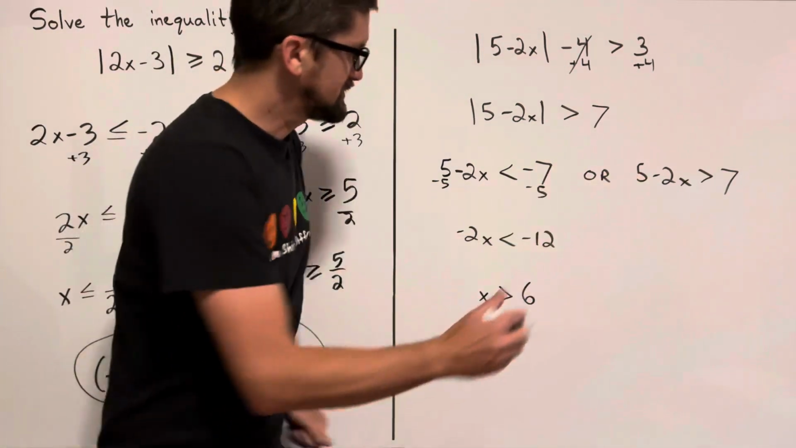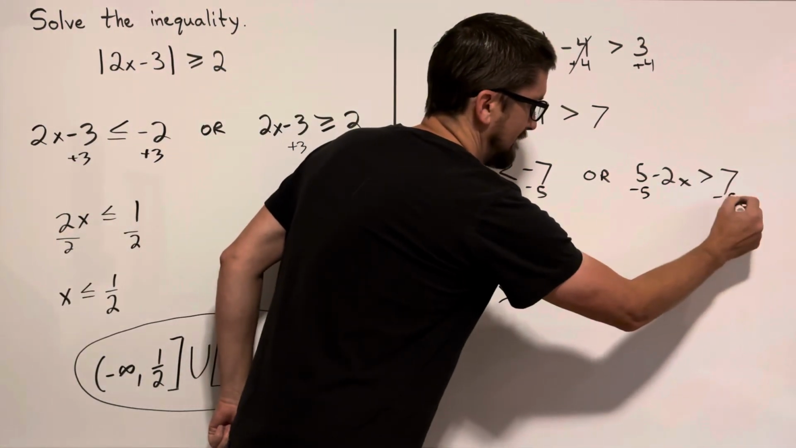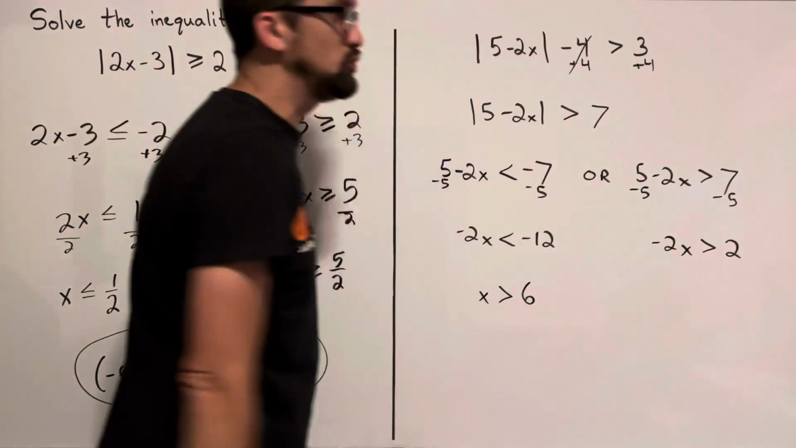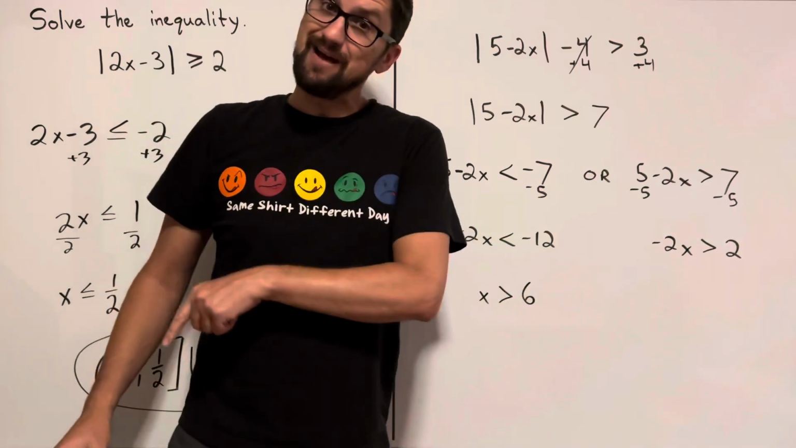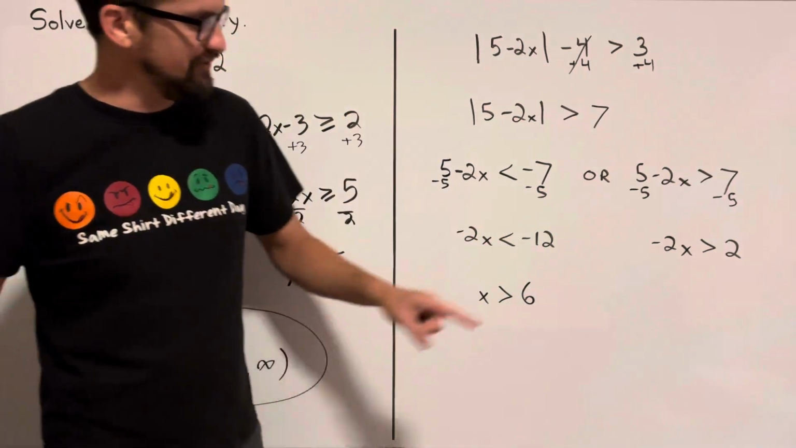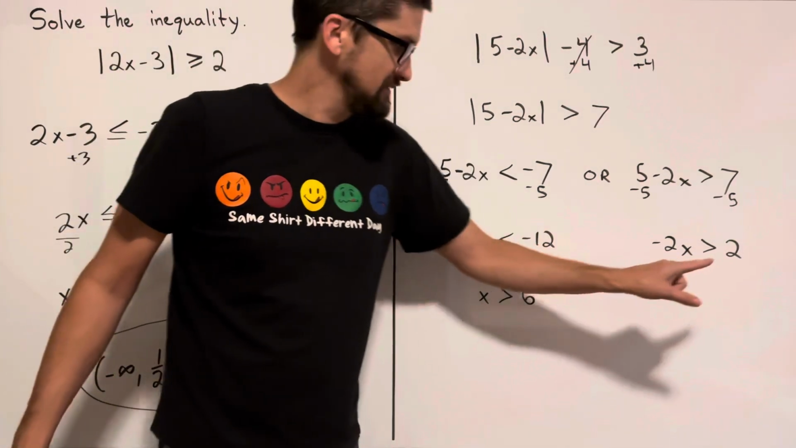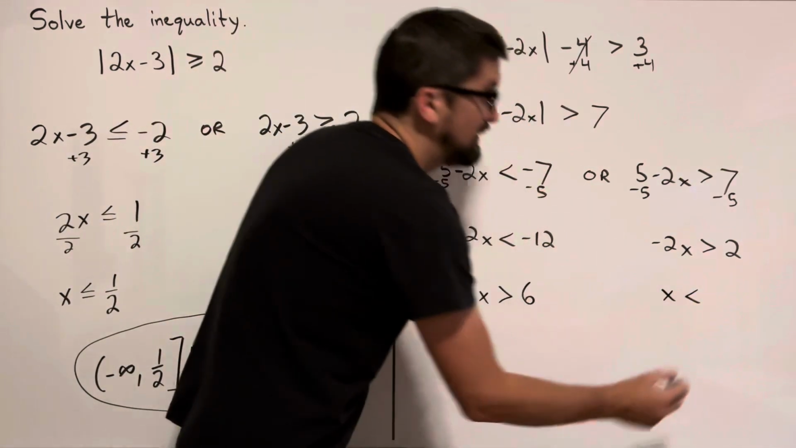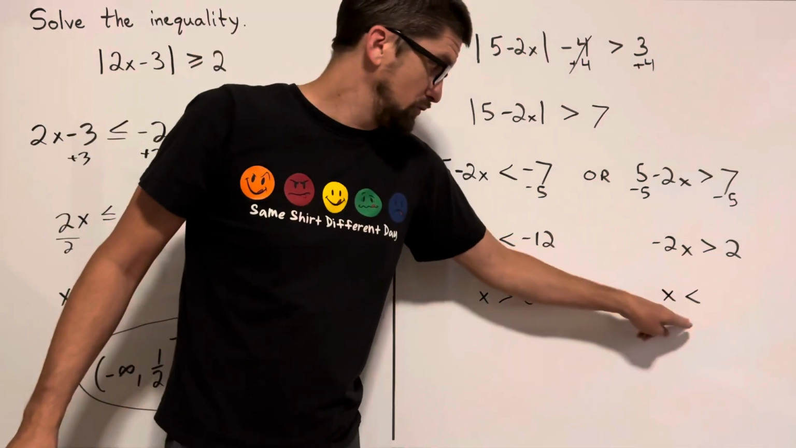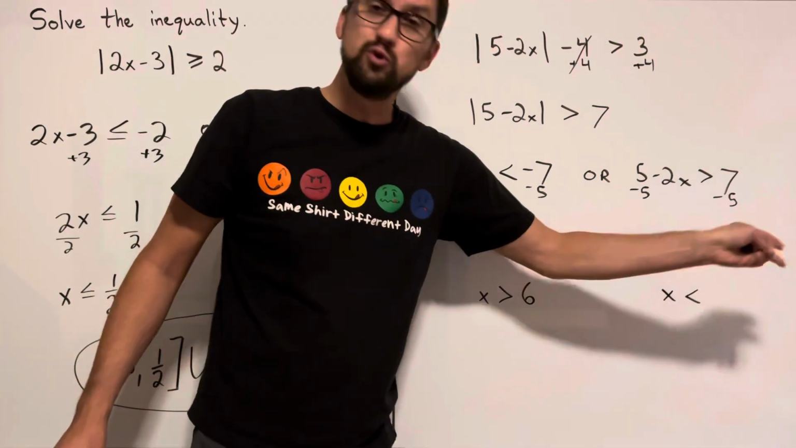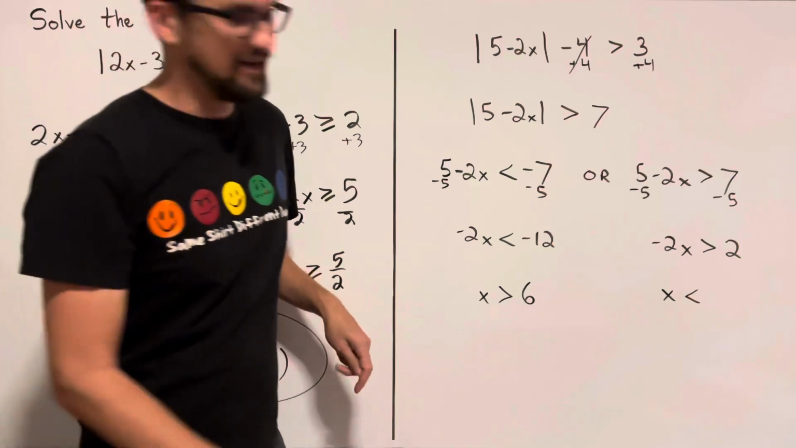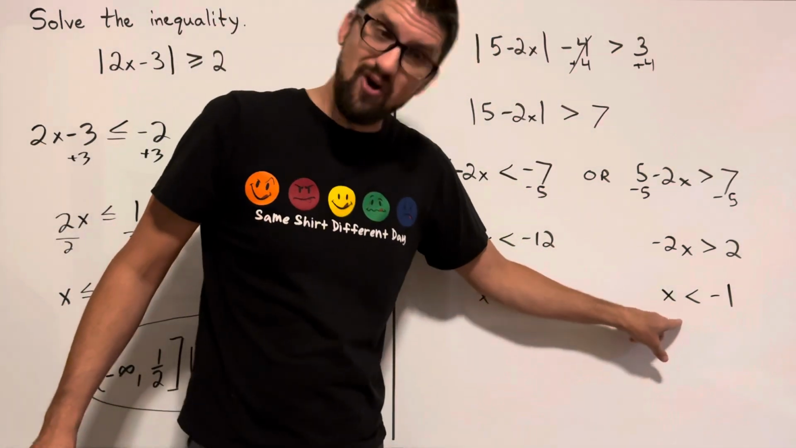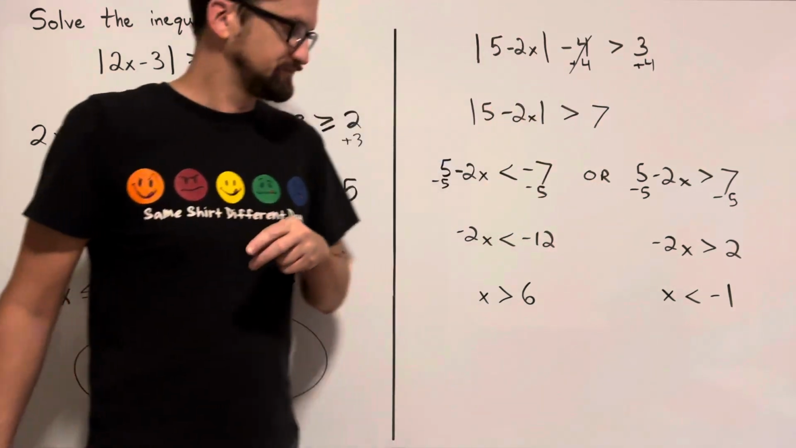Let's solve this one. Subtract 5 on both sides. We get -2x greater than 2. We're going to divide by a negative number again. That's going to reverse the sign around. It's going to become less than. So dividing by negative 2 on the left gets rid of the negative 2. Reverse the sign around. 2 divided by negative 2 is negative 1. So if x is less than negative 1, it's going to make the inequality true.